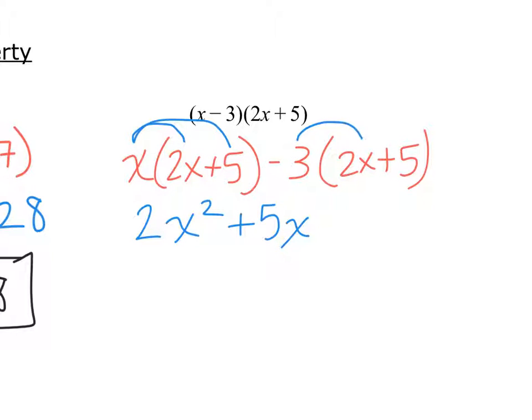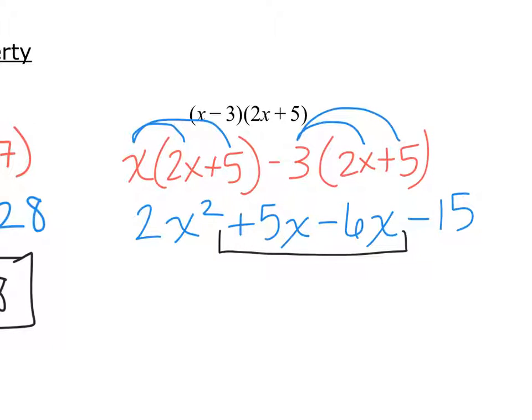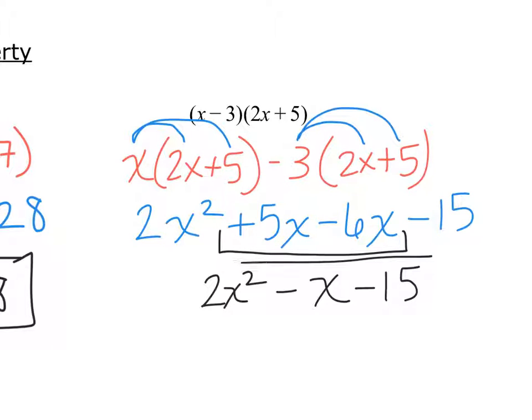All right. Negative 3 times 2x. Negative 6x. Perfect. And negative 3 times 5. Negative 15. All right. So here in the middle, I've got like terms, 5x minus 6x. What's 5 minus 6? Negative 1. Negative 1x. And then bring down my other two terms.